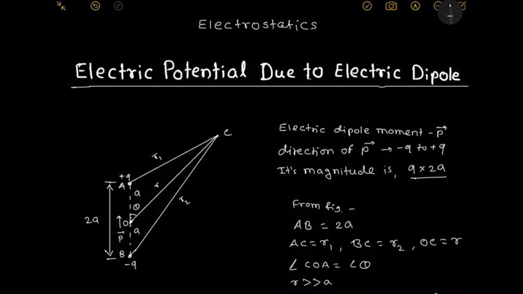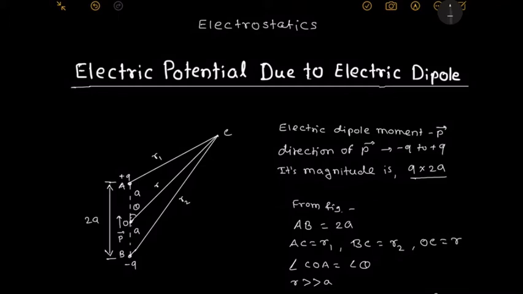Here we continue the next point, electric potential due to electric dipole. In that case, you must know what is electric dipole and how it is formed. Electric dipole is formed due to two opposite charges separated by a very small distance. Here the two charges plus q and minus q, separated by the distance 2a, form an electric dipole.